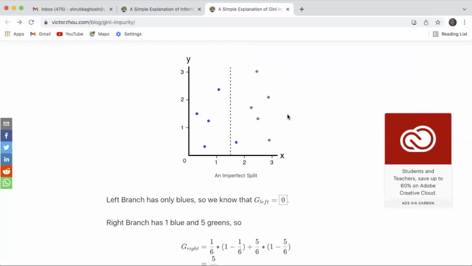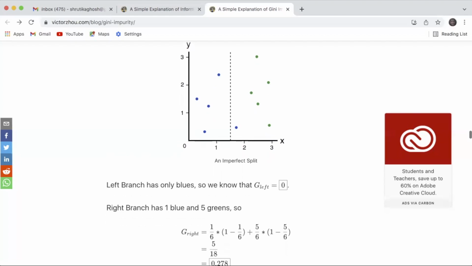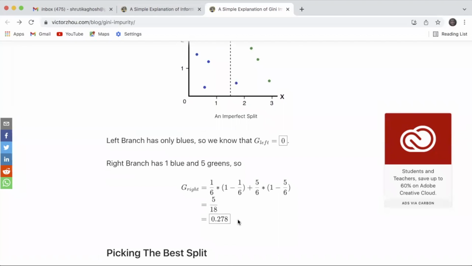Consider the right area first. The total number of balls here is 1, 2, 3, 4, 5, 6. Total 6 balls. And the probability of picking a blue ball here will be 1 by 6. That is what G is: 1 by 6 into 1 minus 1 by 6, plus the probability of picking a blue ball, 5 by 6 into 1 minus 5 by 6. If we complete this calculation, we reach somewhere around 0.278. So this is the Gini impurity of the right portion.